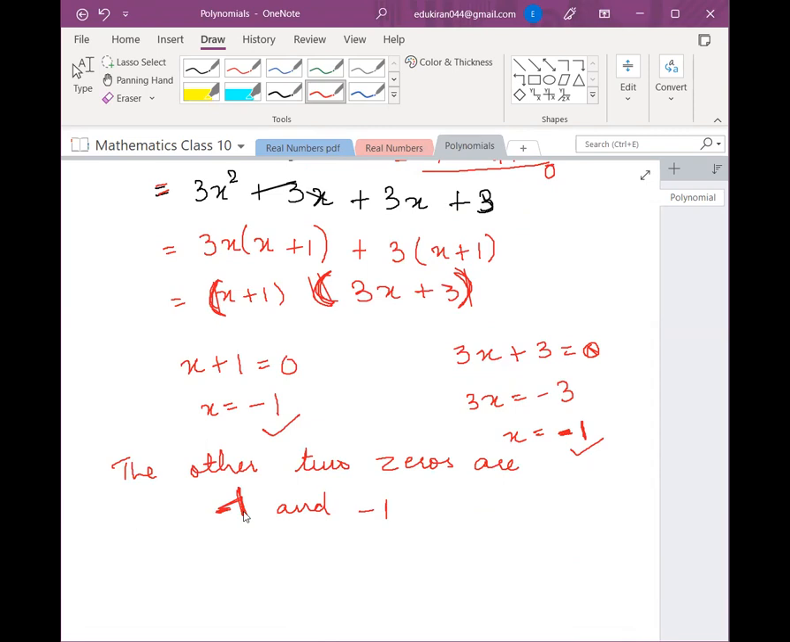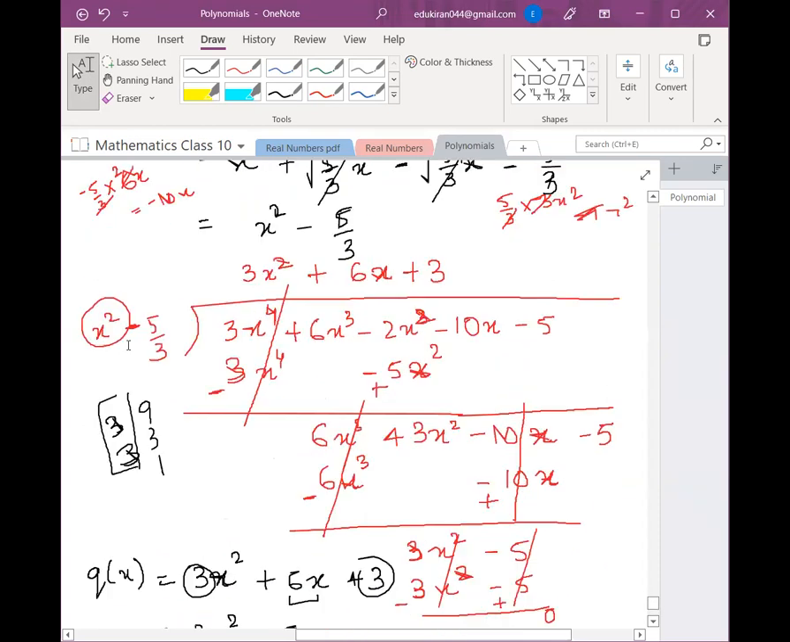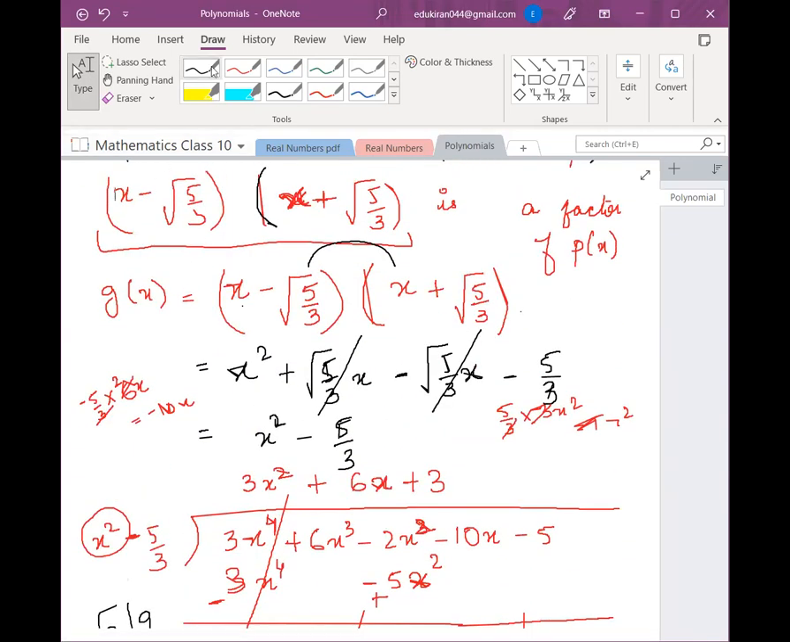X squared minus 5 by 3. Okay, yeah, you can say from here, like this you are saying, right? Yes, ma'am. Yes. So this will give you two values of x. X squared is equal to 5 by 3, and then you will take the square root so that you will get x is equal to plus minus under root 5 by 3. So that is why you are getting the two zeros as plus root and minus root. Clear? Okay, ma'am.